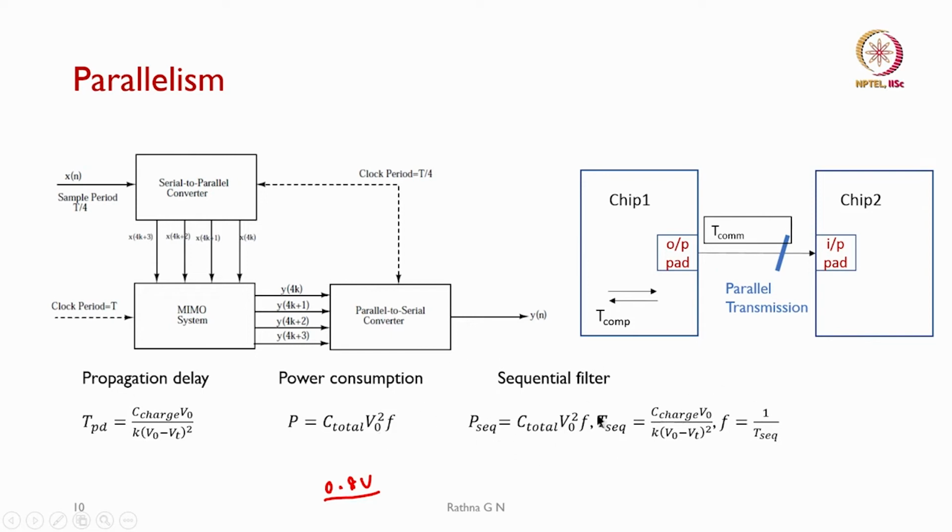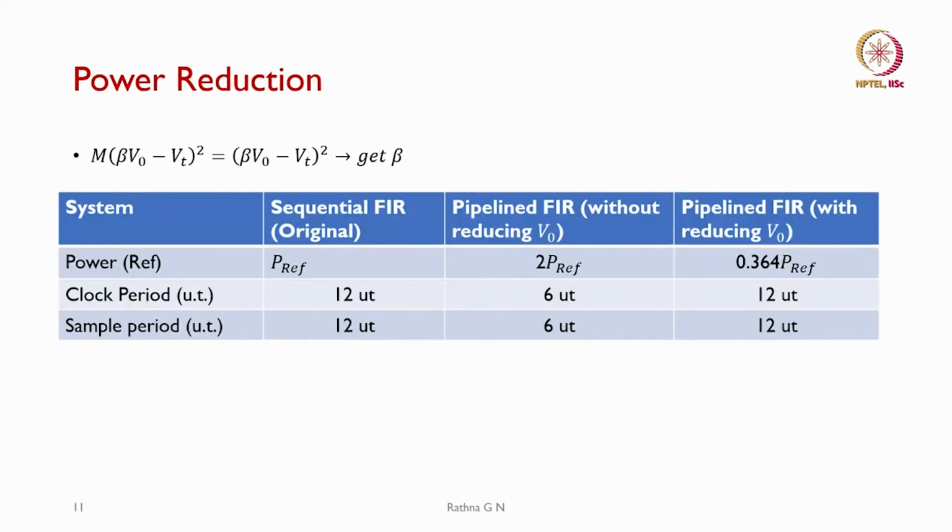So, the equation given for the sequential one is C charge into V naught divided by K into (V naught minus V t) whole squared, and F is given by 1 by T sequential, that is the frequency of operation. So, how do we reduce the power by pipelining? That is, we will consider m stages of pipeline by substituting in the equations.